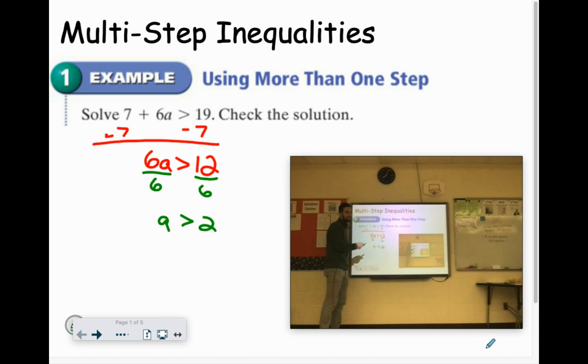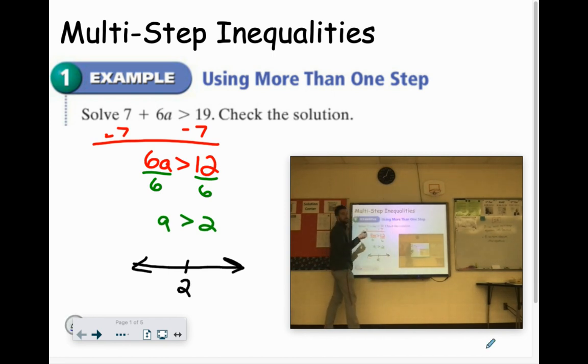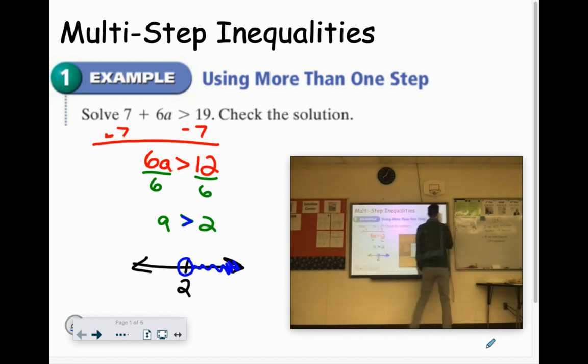Now it doesn't tell us to graph this, but we're too cool. We're going to graph it. 2, it's just greater than, so it wouldn't include 2. That's why it gets the open circle. And then everything greater than 2 would be to the right. Or remember, if our letter's first, which it is, you just follow the arrow. It's pointing right, so shade to the right.